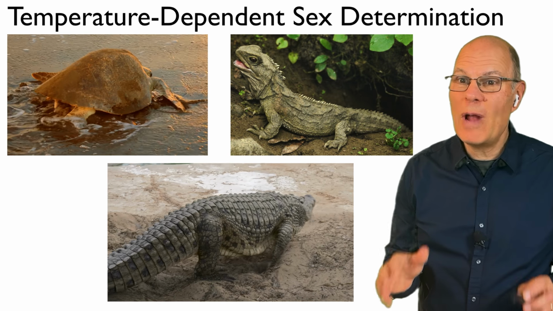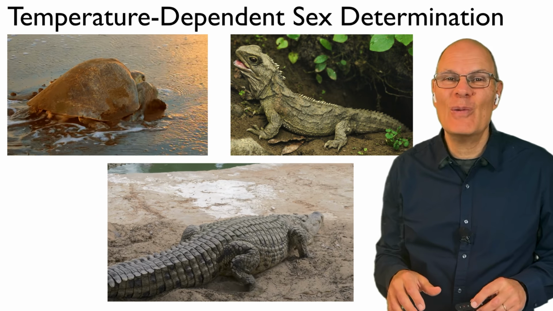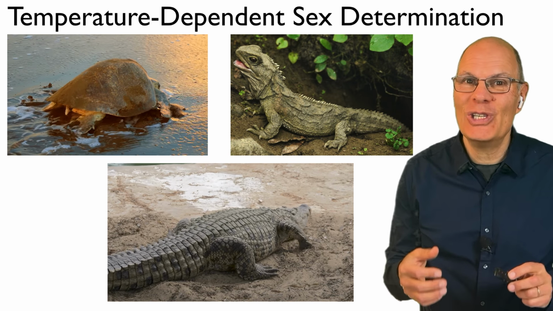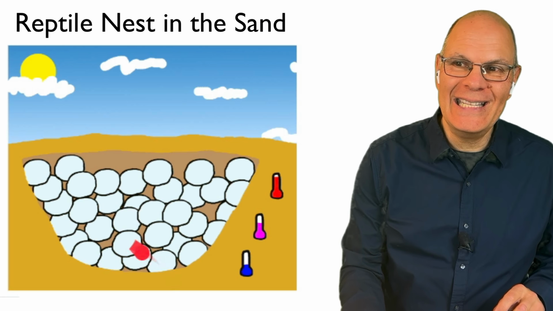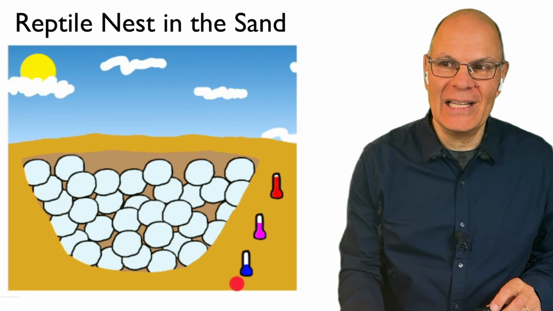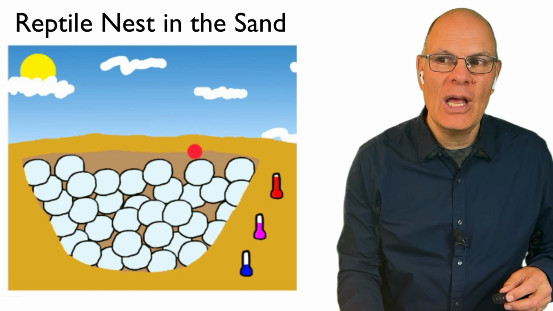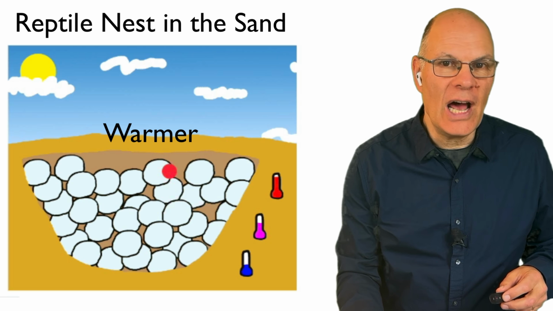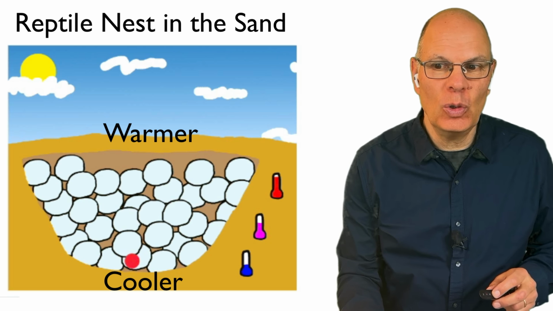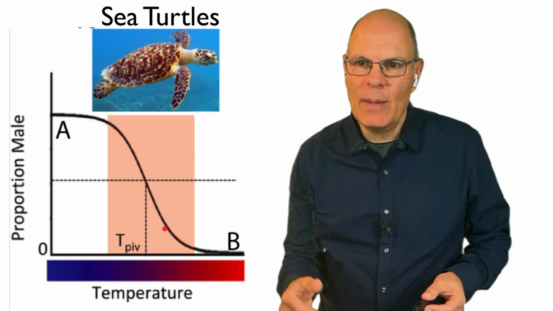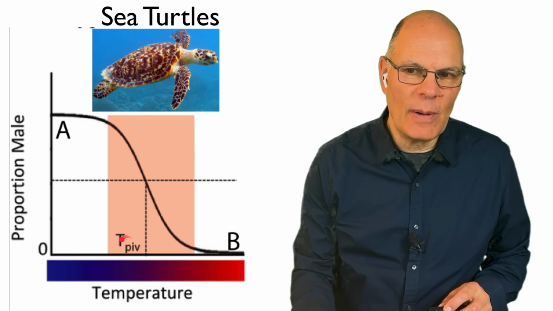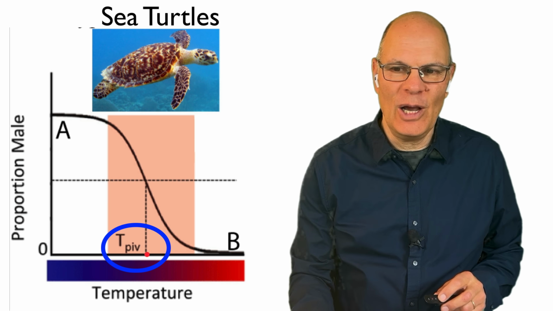Among certain reptiles, sex is determined by the temperature at which the embryos develop. Some reptiles lay their eggs in a nest that's dug in the sand. And as you might imagine, it's warmer on the top, closer to the sun, and cooler down below. These animals develop based on a pivot point that's represented by TPIV over here.